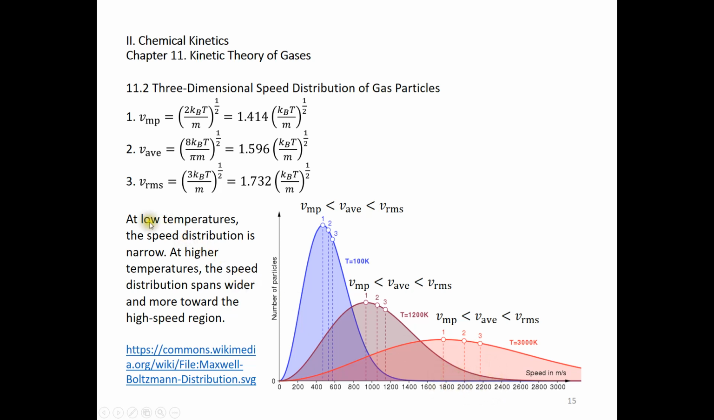Just to summarize, at low temperatures, the distribution is narrower. At higher temperatures, the distribution is wider, and also toward the high speed range. You can see some molecules move at 3000 meters per second over here. Over here, at most for this 100 Kelvin, roughly 1000 something. Over here, more than 3000.